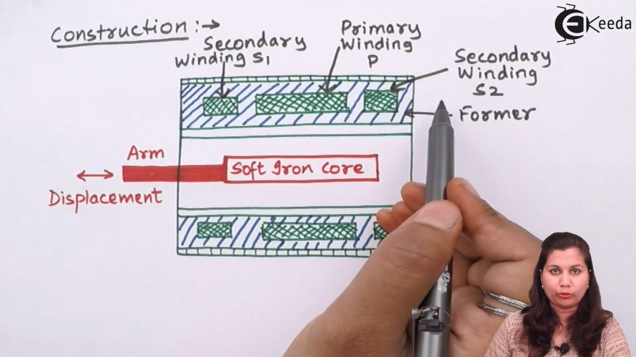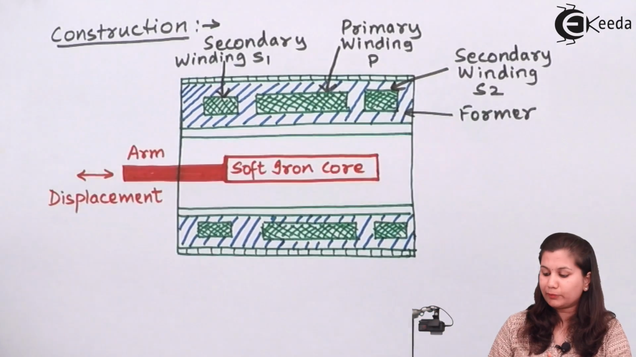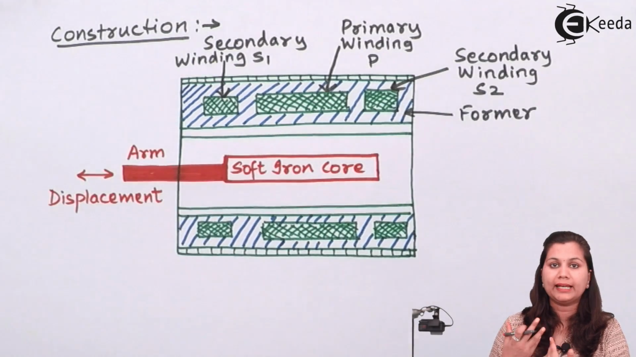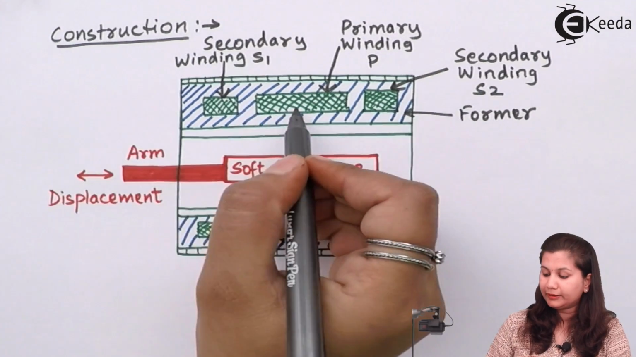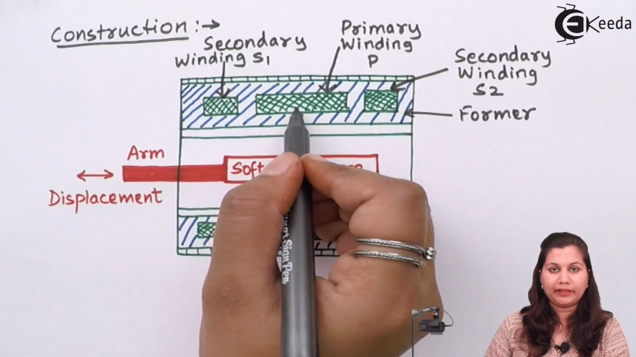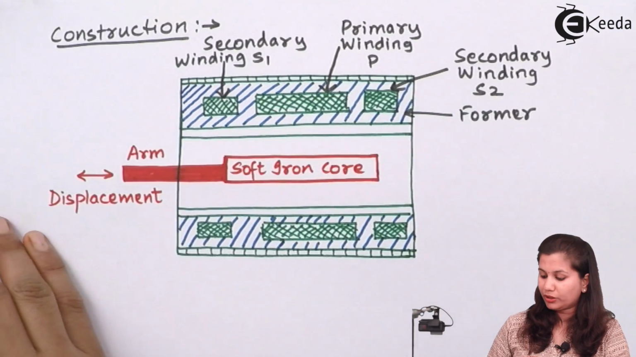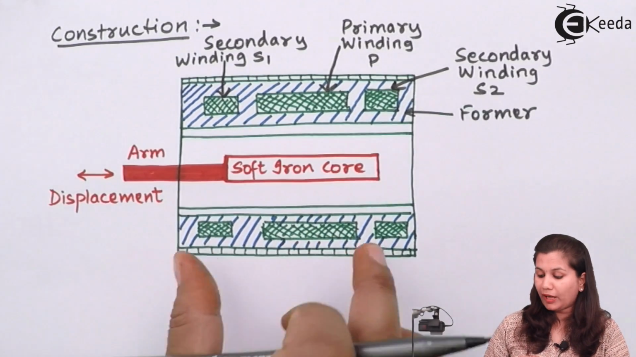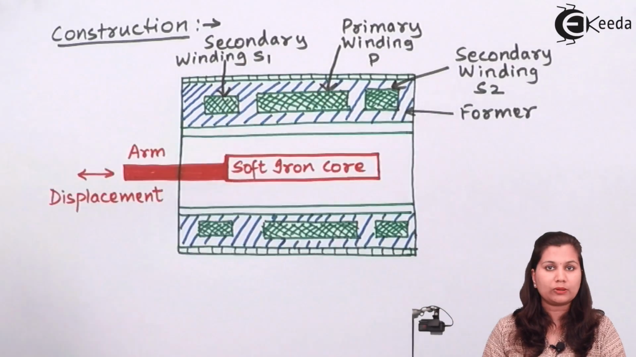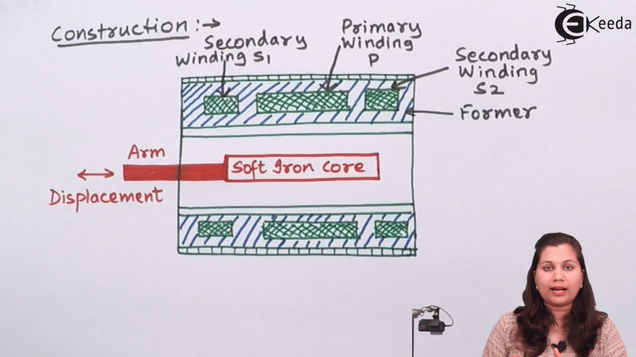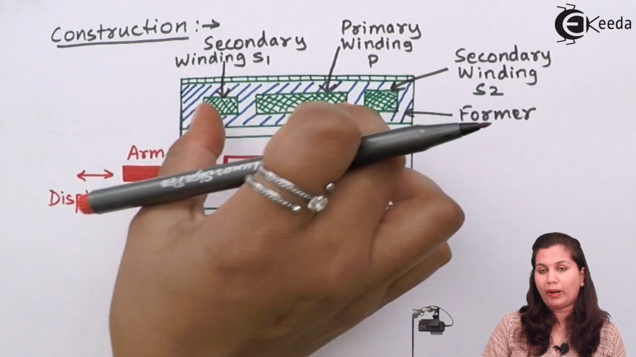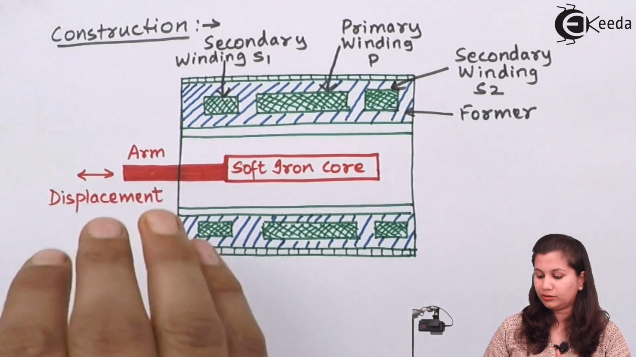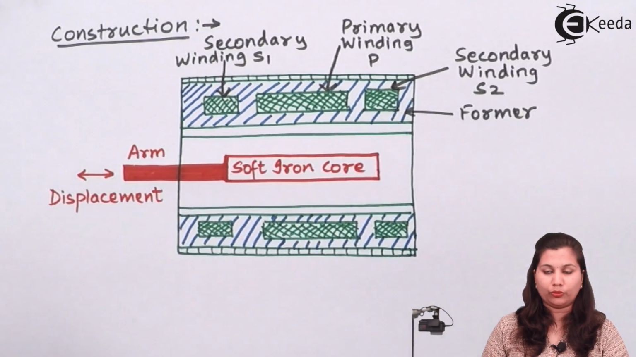the two secondary windings. The input voltage is applied to the primary winding, meaning the primary winding is excited by an alternating voltage, and when this voltage is applied, a magnetic field is generated. When displacement is given to the soft iron core, the flux linked with each of these windings also changes. So the output voltage from these two windings also changes, and by measuring the output voltage we can measure the displacement of the soft iron core.